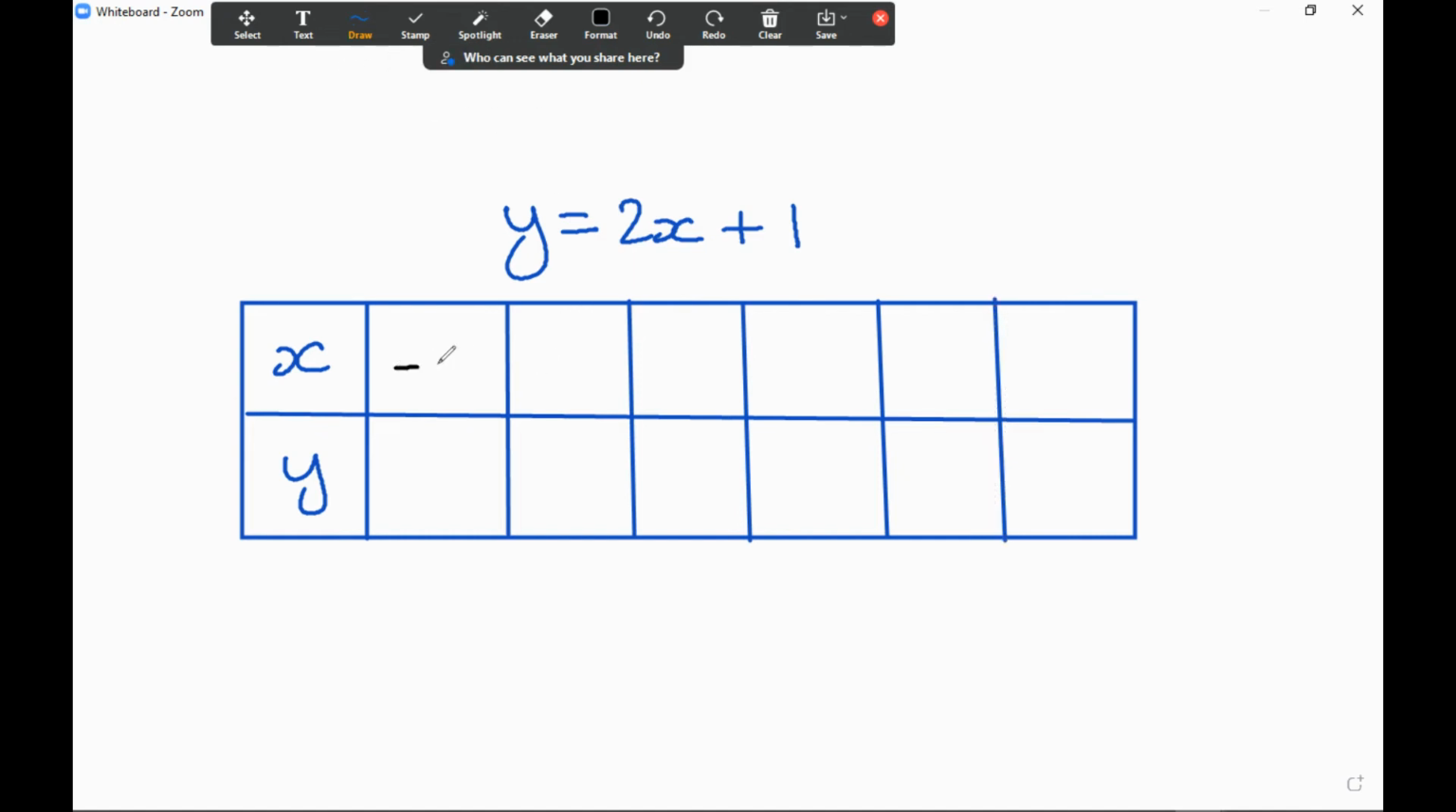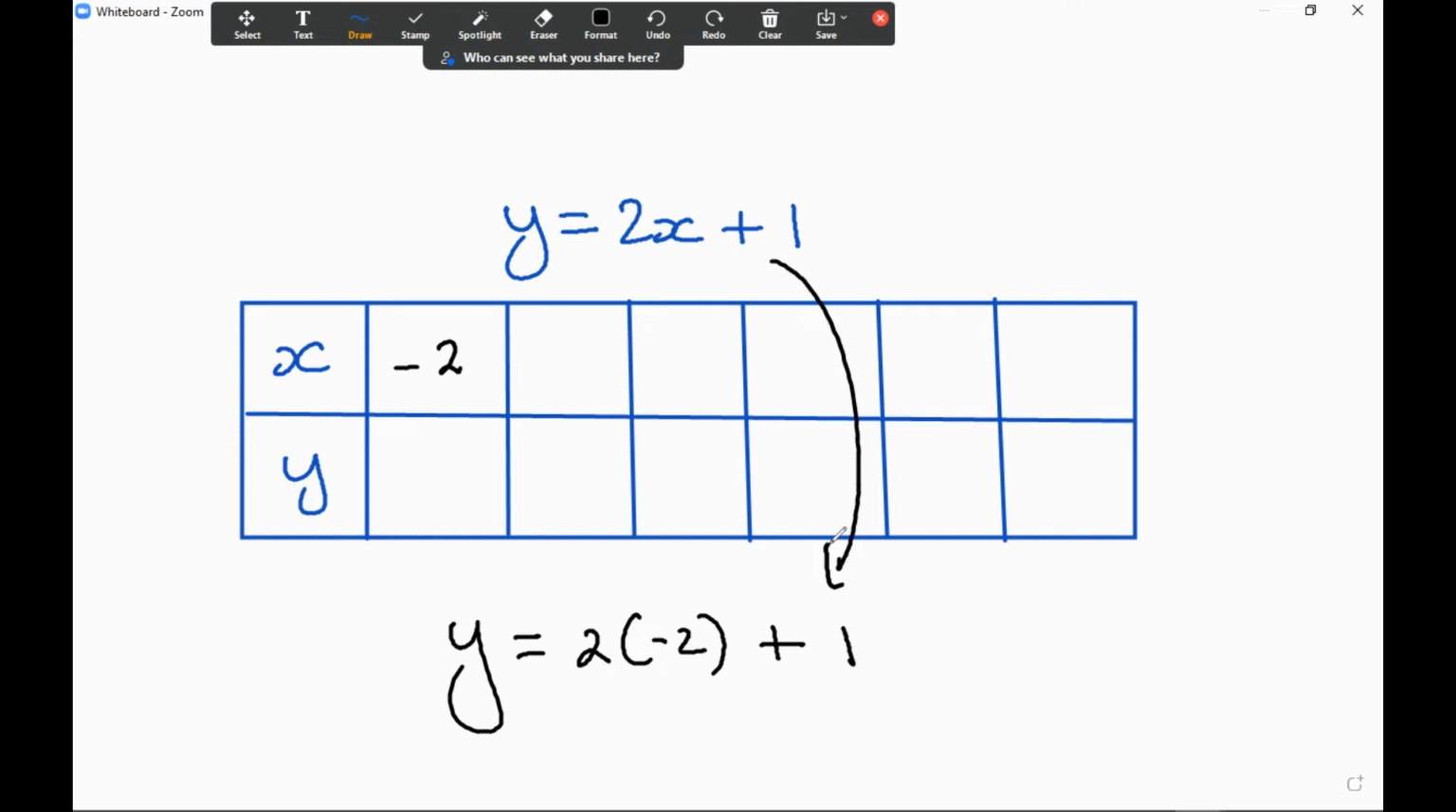I'm going to make x negative 2. When I put negative 2 into this equation, what does it look like? It looks like this. y equals 2, and the x is now negative 2. So that becomes negative 2. What does this mean? This means times plus 1. So I rewrite that and I change x into negative 2.